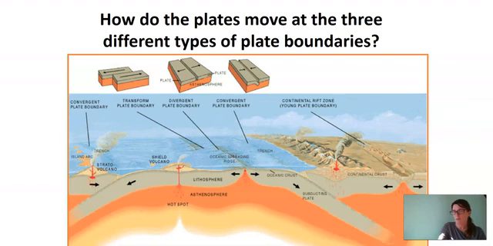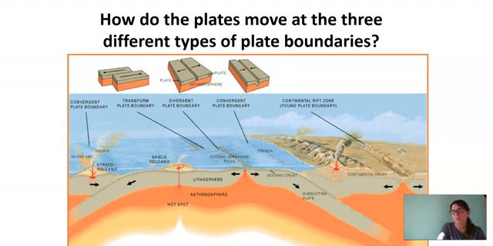The second type of plate boundary is a divergent plate boundary, which you see right here in the center image. And that's where two plates are moving away from each other. And the third type of plate boundary is the convergent plate boundary, and that's shown in the third image right here. And that's where the plates are moving toward each other.